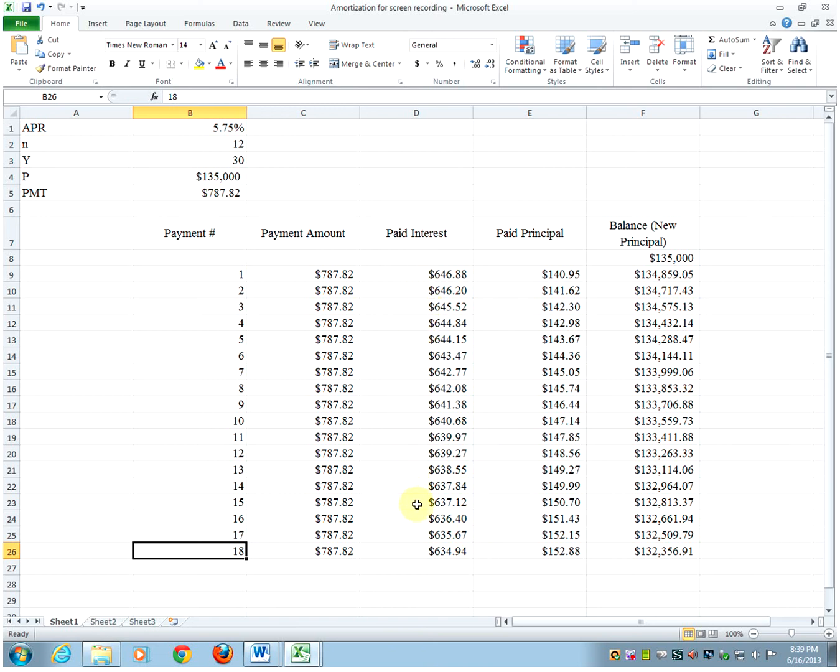We pay less and less and less in interest. We pay more towards the principal, and if I did continue this table for 30 years, eventually our new balance would be equal to 0. We would be paying very little in interest, and most of our payment would be going towards the principal.